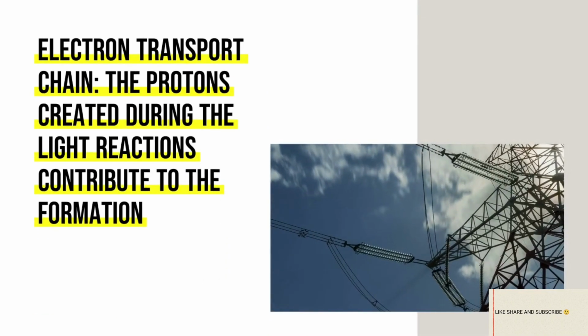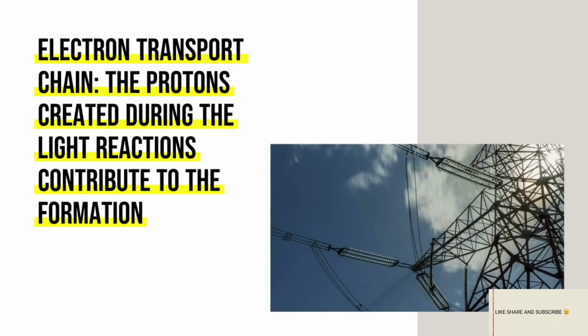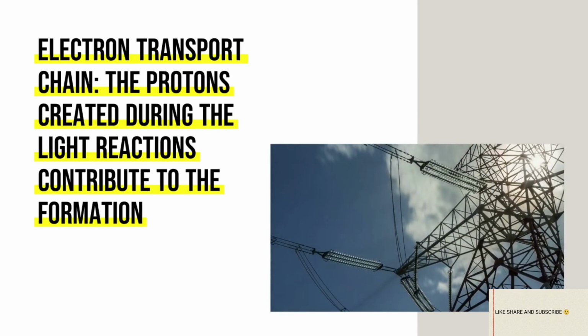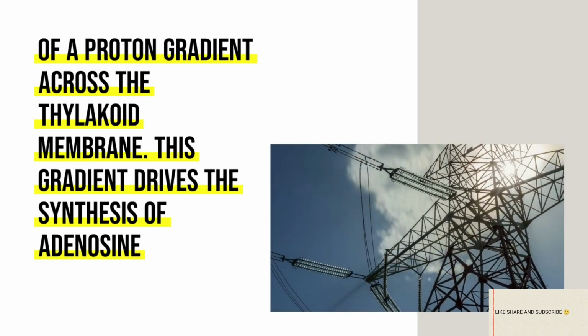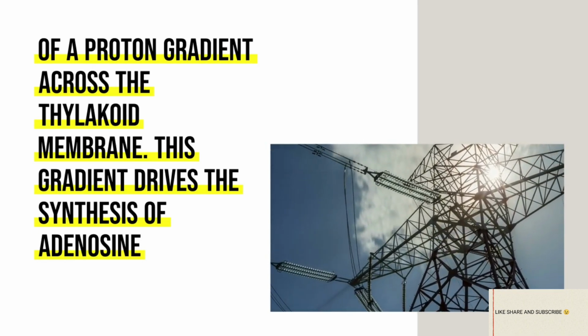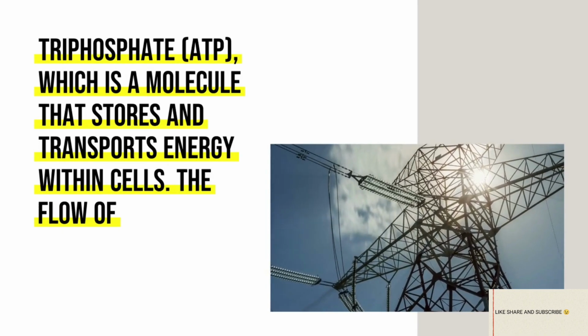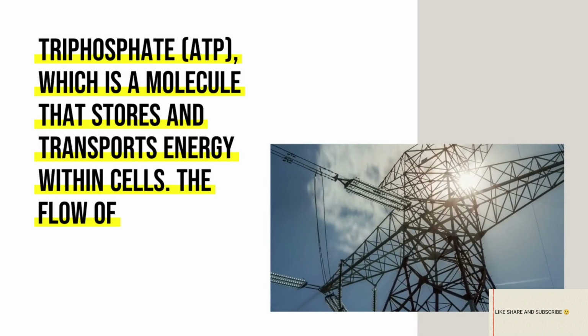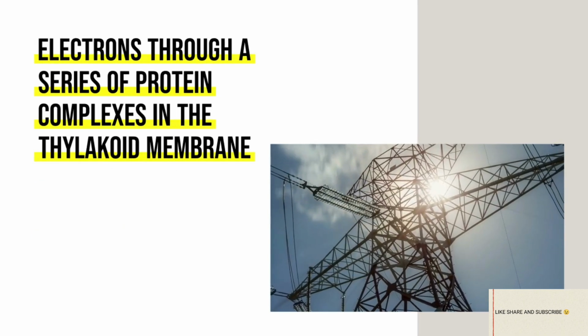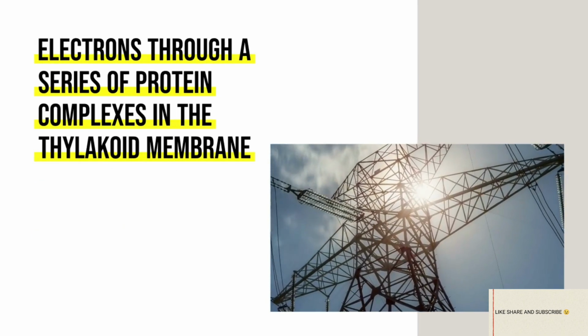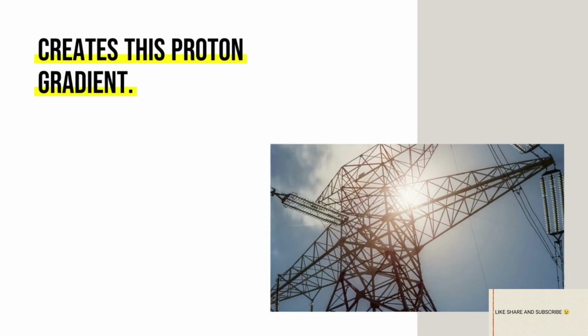Electron transport chain. The protons created during the light reactions contribute to the formation of a proton gradient across the thylakoid membrane. This gradient drives the synthesis of adenosine triphosphate, ATP, which is a molecule that stores and transports energy within cells. The flow of electrons through a series of protein complexes in the thylakoid membrane creates this proton gradient.